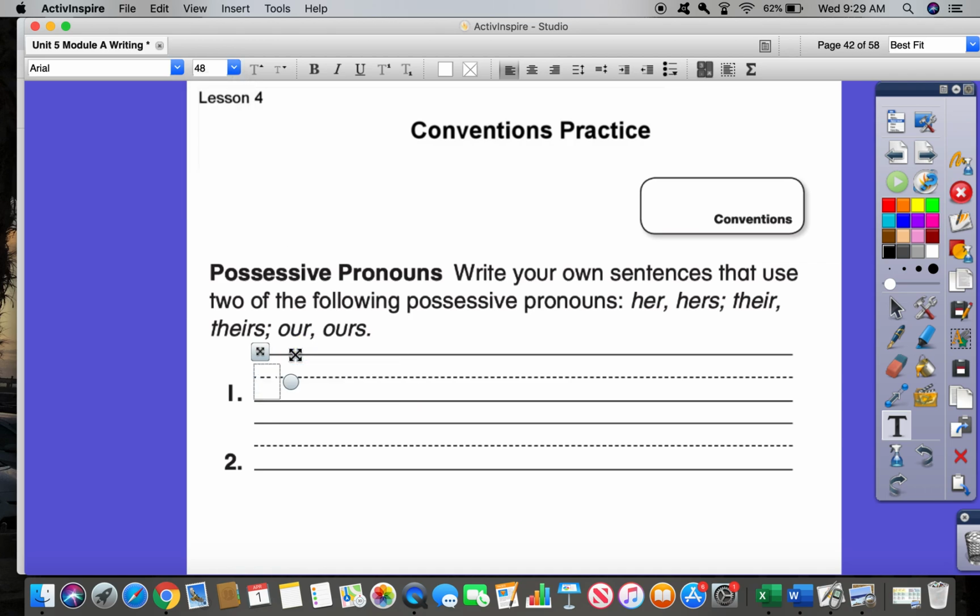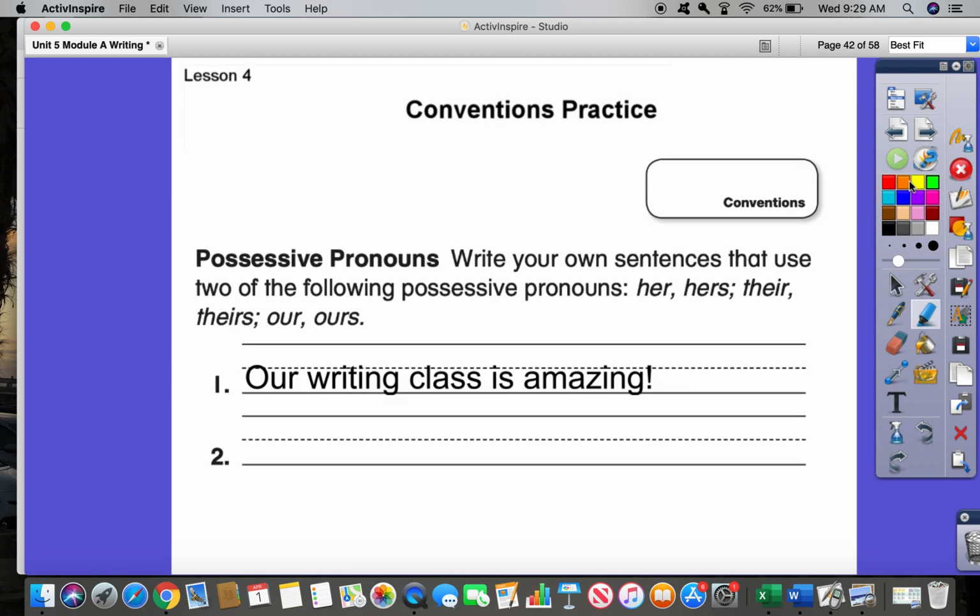Remember a capital at the beginning. Oops, can't see that. Let me change over here. Okay. Our writing class is amazing, which I think is definitely true. So there's an example. I have here my possessive pronoun at the beginning of the sentence, our. So, our writing class is amazing.